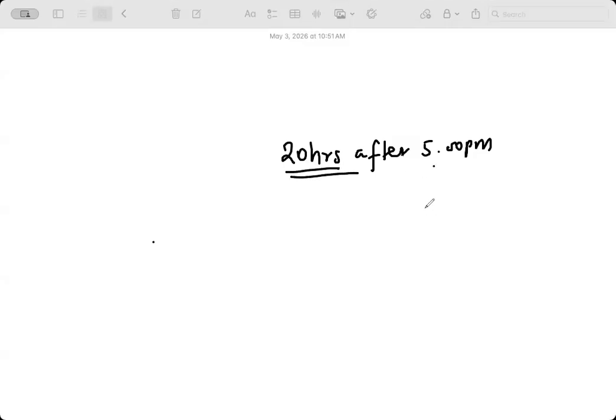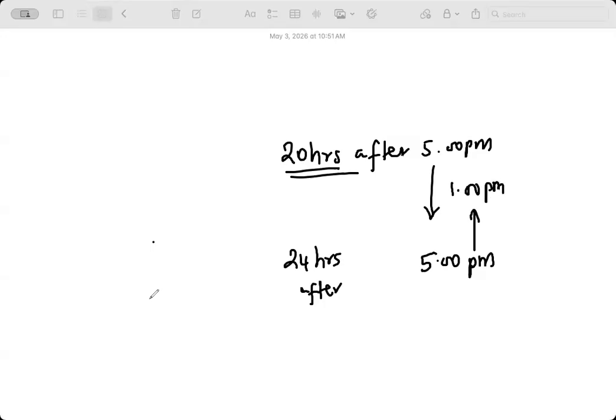Now, 24 hours after 5 p.m. is 5 p.m. the next day, right? This is 24 hours after. Okay, but I don't want that. I want 4 hours before this, which is 1 p.m. Make sense? So the answer is 1 p.m.? Yes. That's what I got. Yeah, good. That's what I think too.